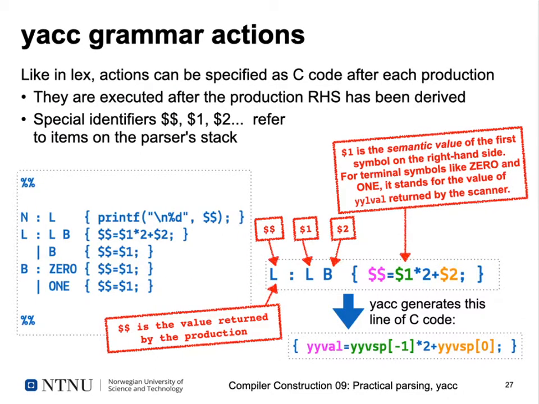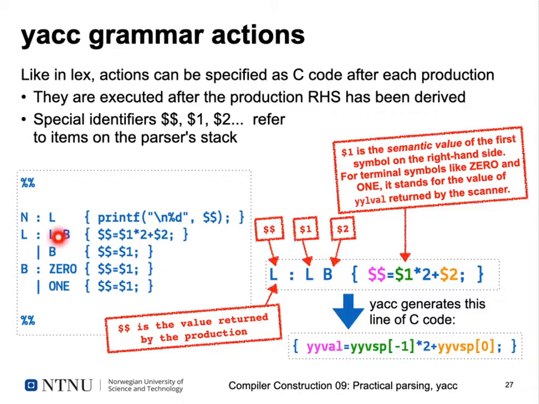So here's going into a bit more detail again about the grammar actions we can write. We've already seen this. Like in Lex, we can specify C code for actions in curly brackets on the right hand side after the production. And the parser generator includes these in the part of the code that's generated for the parser whenever the right hand side of the production has been successfully derived.